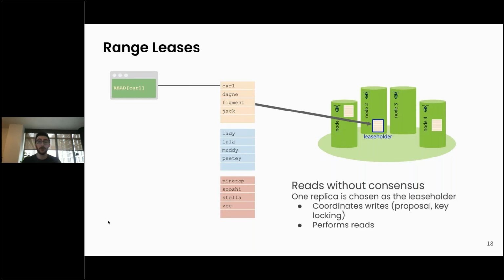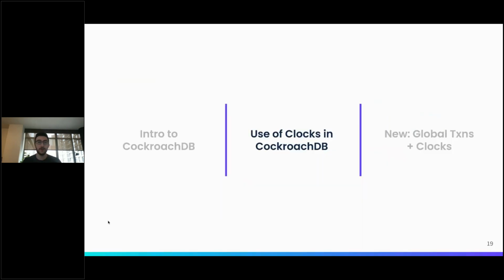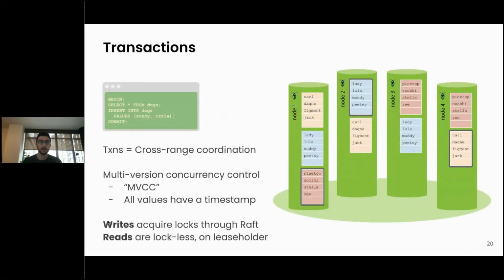Now that we're allowing a single node to serve reads without consensus, we're approaching the use of clocks. And so we've gotten to the place where Cockroach uses clocks, not at its replication layer, but the level above, at its distribution layer and at its transaction layer. It's really CockroachDB's transaction layer that has the most direct dependency on clocks.